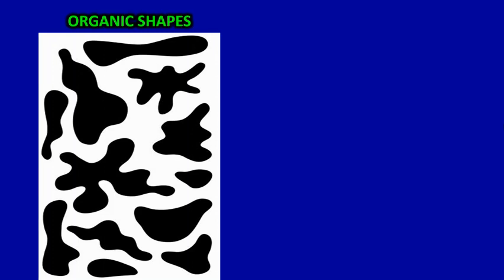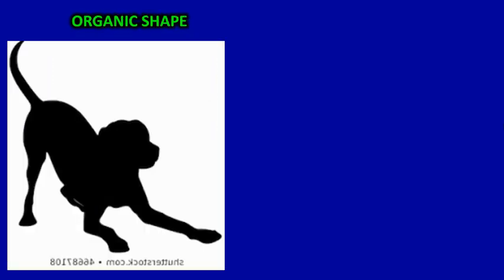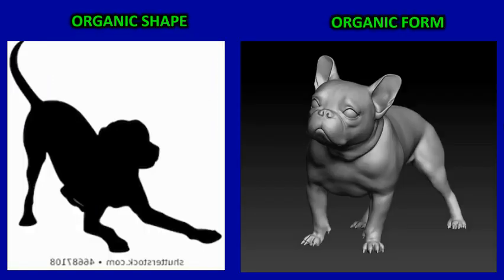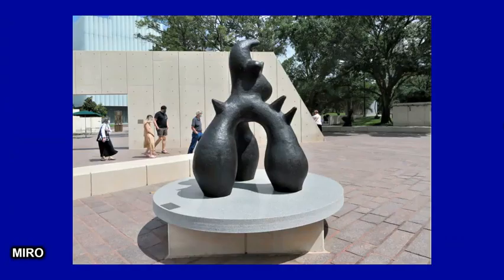Now, if you have organic shapes, what would be the form version of an organic shape? Well, it would be organic forms. So these amoebas here on the left would translate into an amoebic form on the right. If you take a shape of a dog, the form of a dog would have the highlights and shadows because it goes back into space. And sometimes car manufacturers will use organic forms in their car designs.